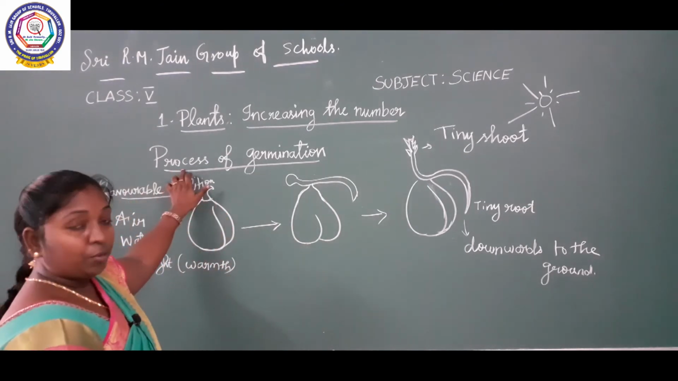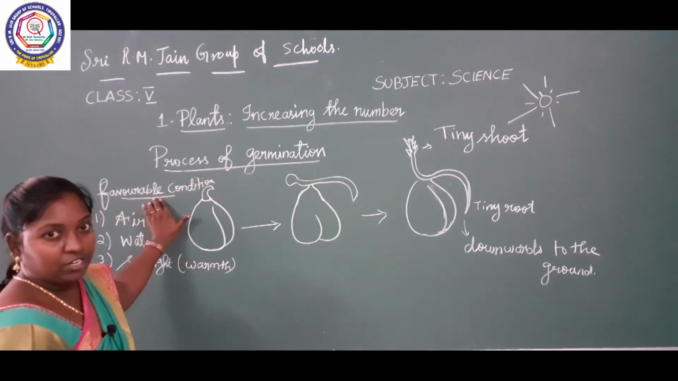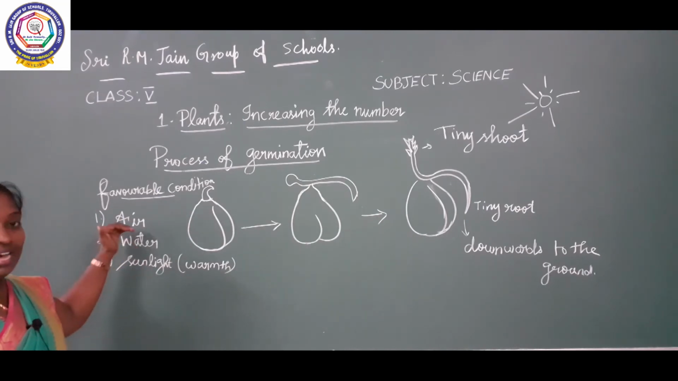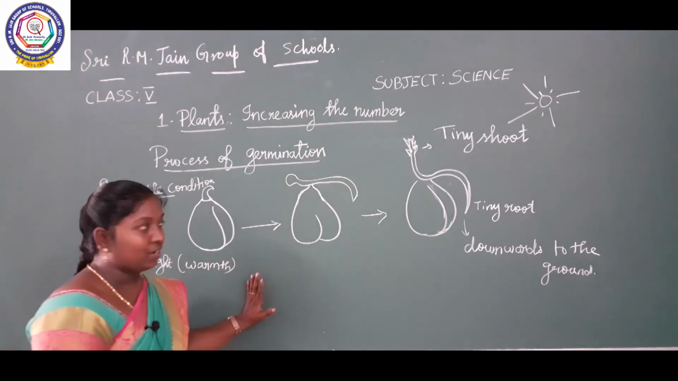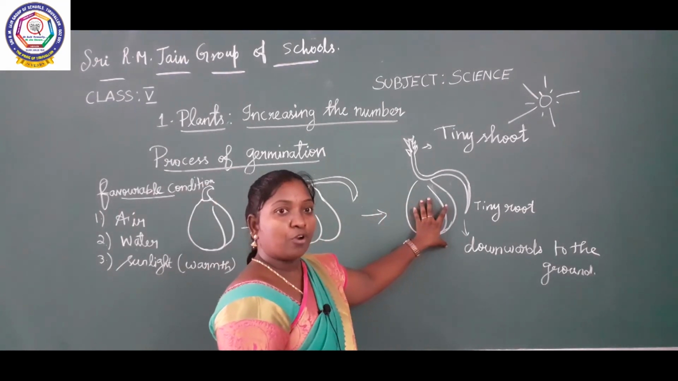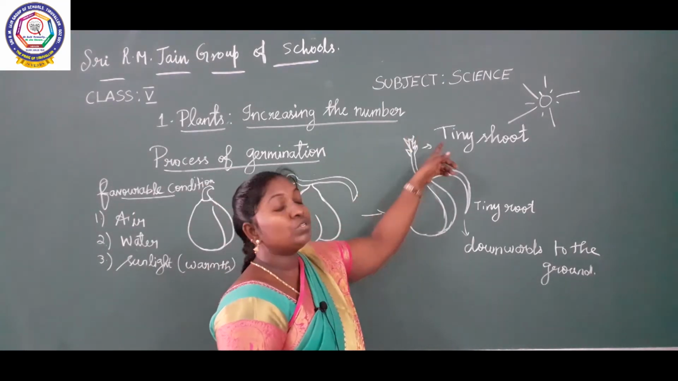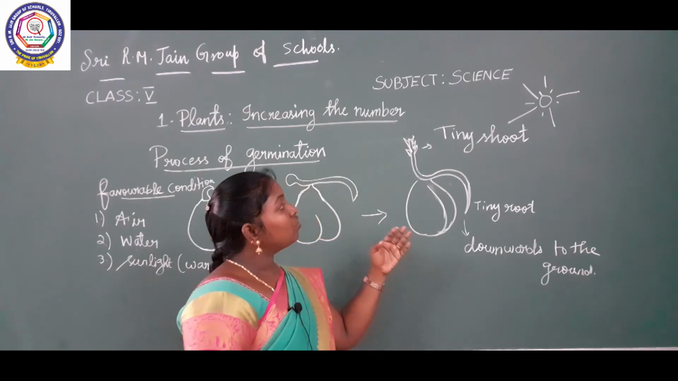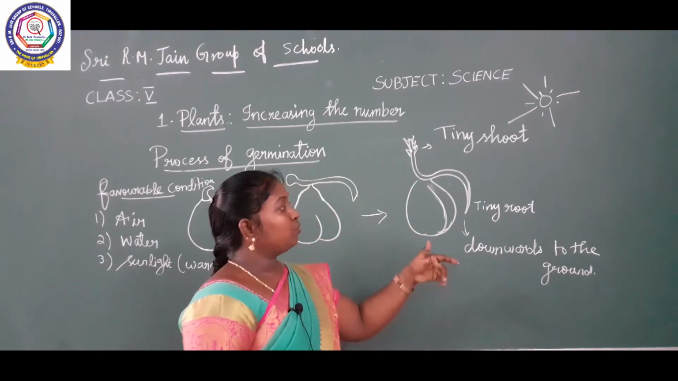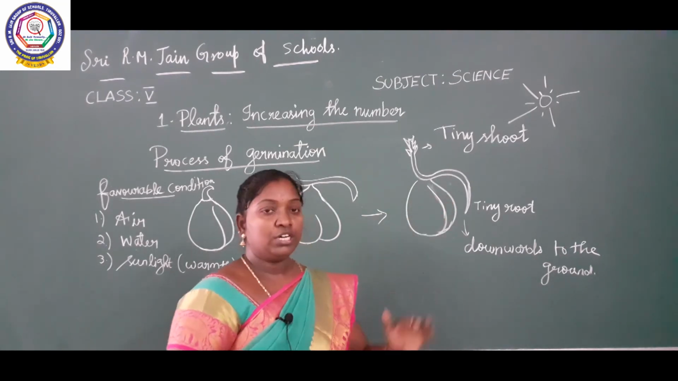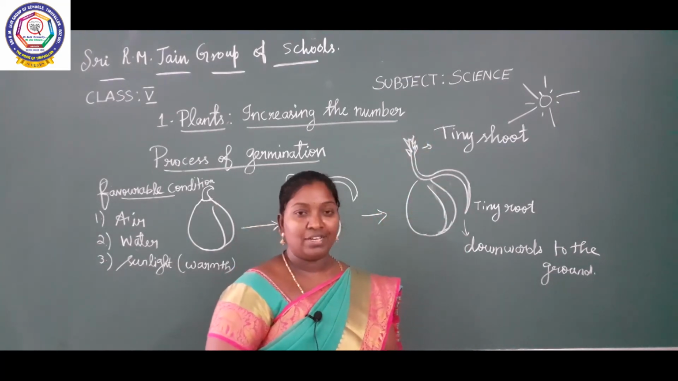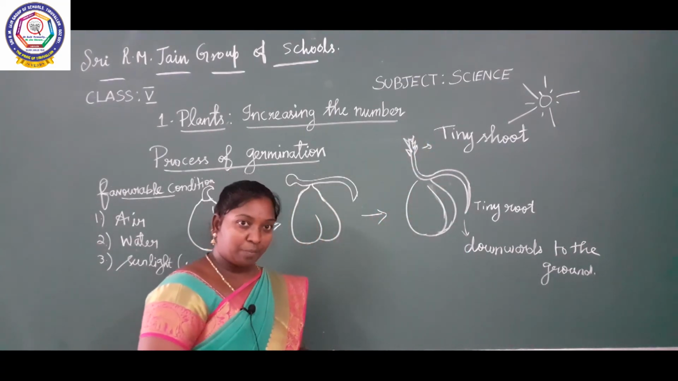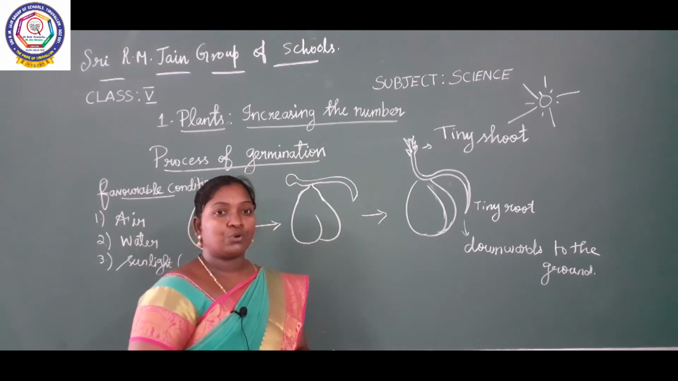Again I repeat, process of germination. It needs favorable conditions: air, water, sunlight. Air is helpful for breathing, water makes it soft, and sunlight makes the cells active. When all this is fine, definitely the seed will grow properly. The shoot system will grow. Shoot system means it will have branches of stem, leaves, flowers. Root system means it will have only roots. So the root part will grow towards the ground and the shoot part will grow towards the sunlight. By this way the process of germination takes place and a new plant grows from the seed.